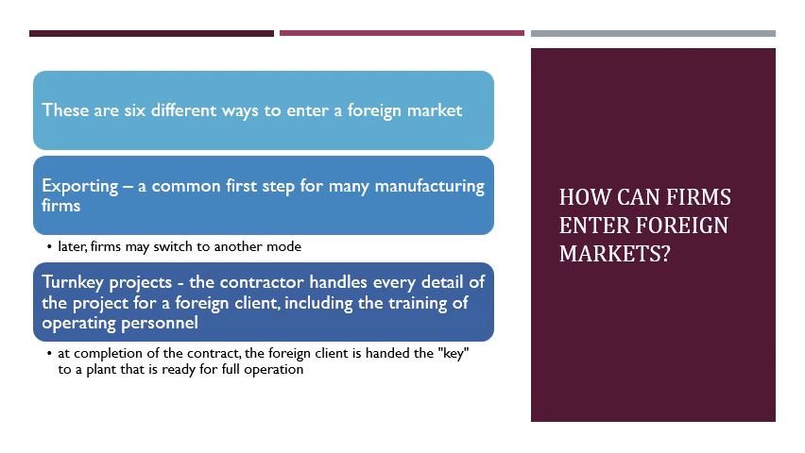So later the firms may switch to the other modes. The next one is a turnkey project, where we discussed that the contractor handles every detail of the project for a foreign client, including the training of the operating personnel. Now, at that point, when the project is completed and it is available for startup, and it is in a position that they can just come and start their operations over there, the keys are handed over by that contractor to the management, and they start running the operations to the full extent.